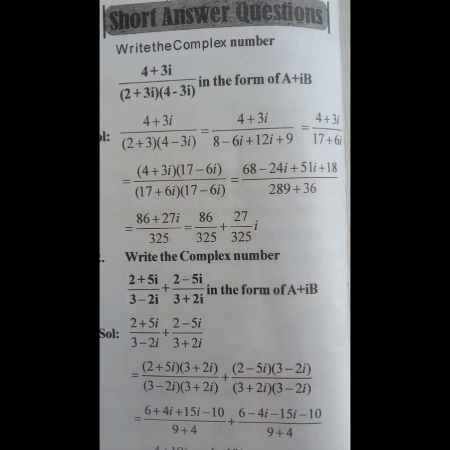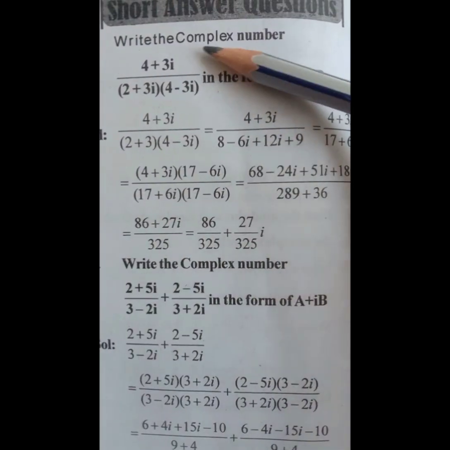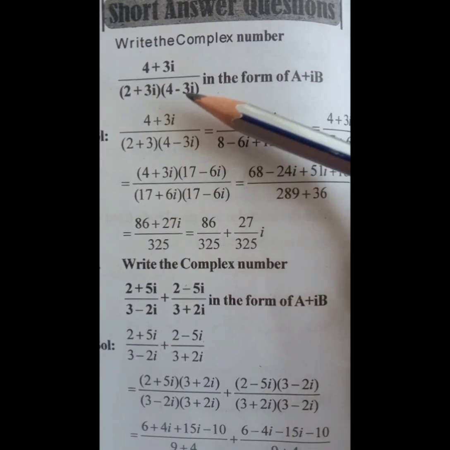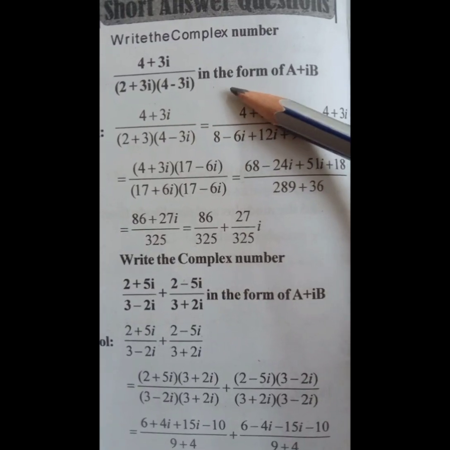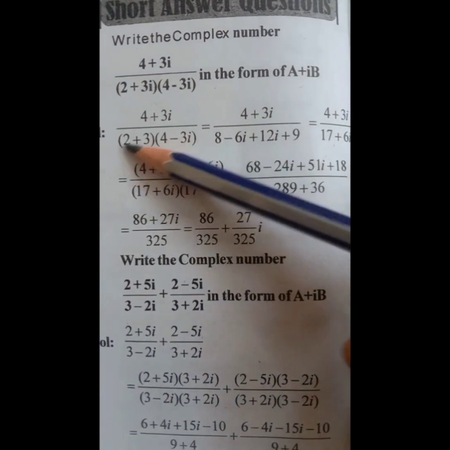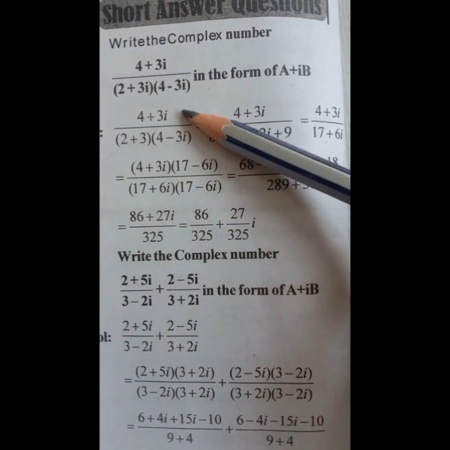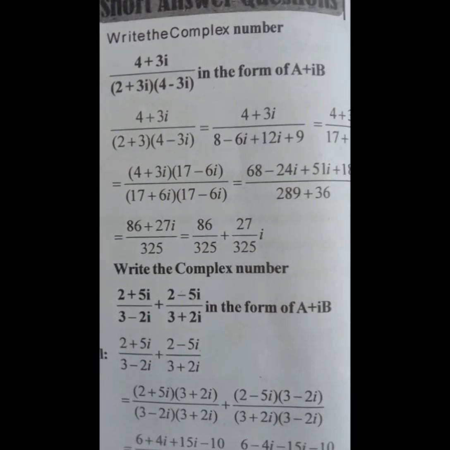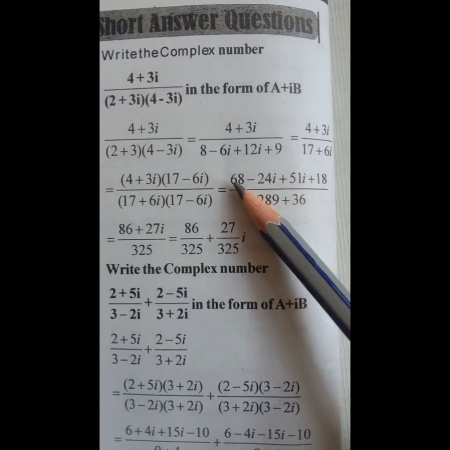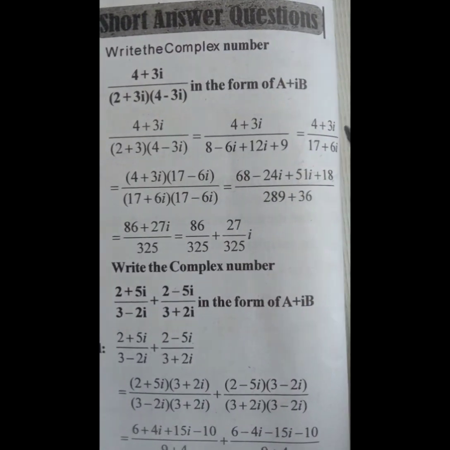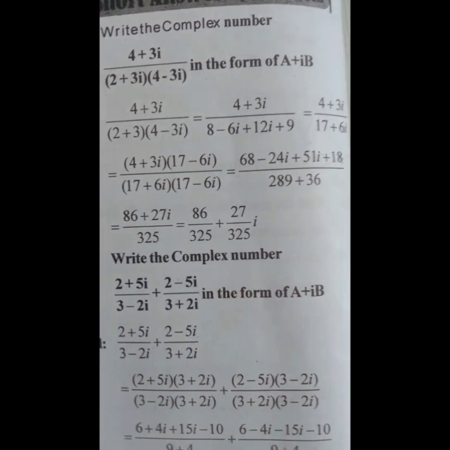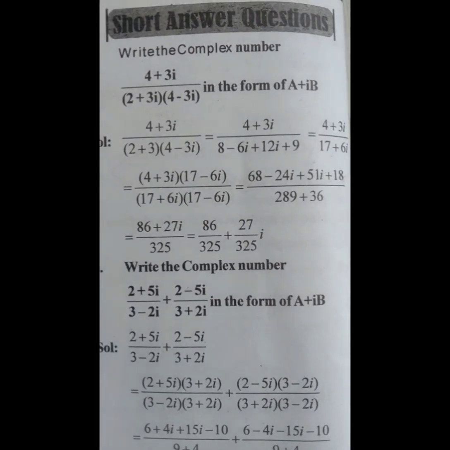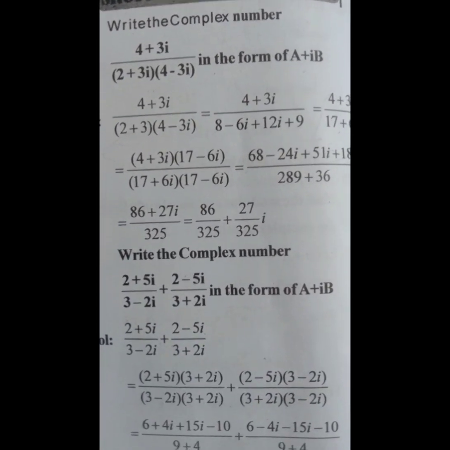Short answer questions. Write the complex number (a plus 3i) by (2 plus 3i) into (4 minus 3i) in the form of a plus ib. By taking the denominator with the opposite symbol and multiplying and dividing, using the rationalizing concept, you will get the value. By subtracting and adding the values in the denominator, you will get the value. Then write it in the a plus ib format, and you will get the answer.